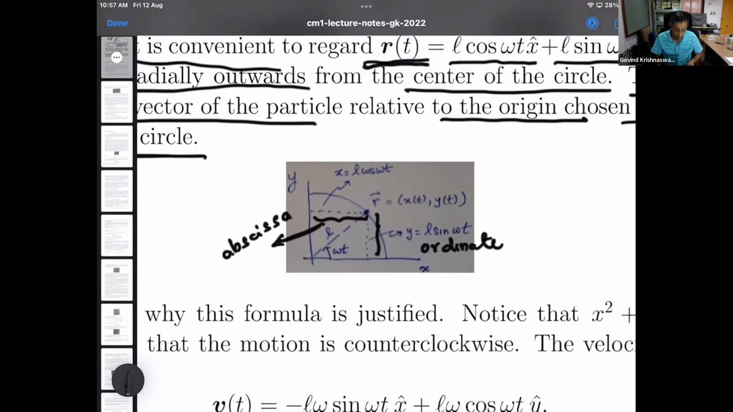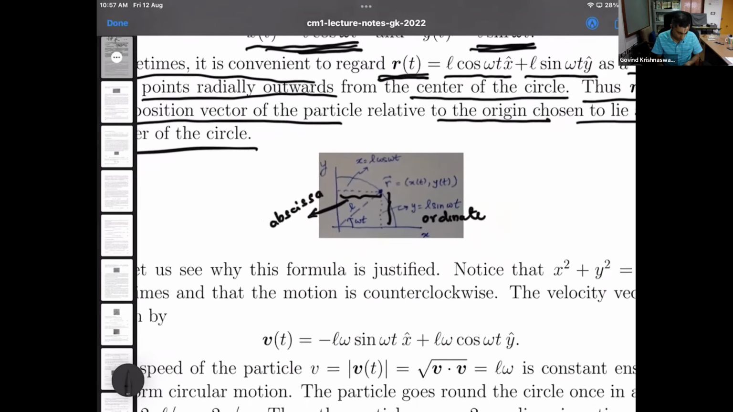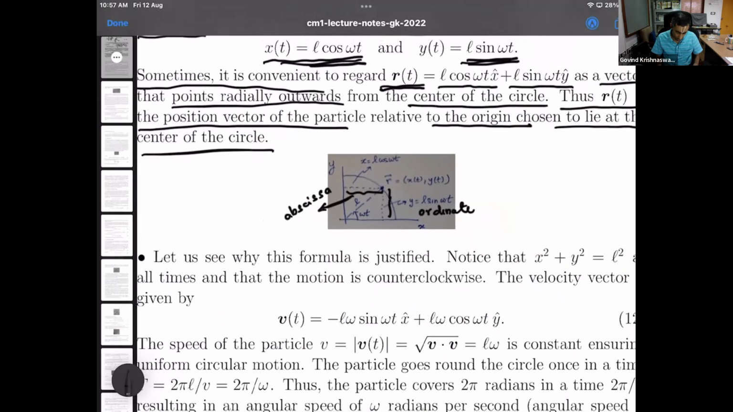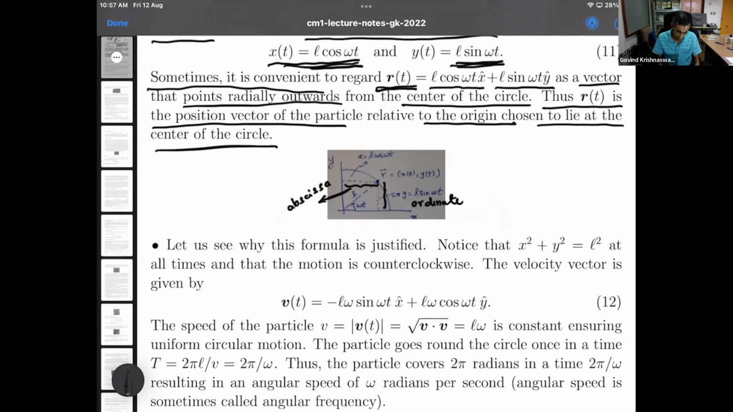Let us play with this formula a little bit and understand it once more. So of course, if I have said that x and y are given by these formulae, then it is clear that x squared plus y squared is L squared, because the sum of squares of cosine and sine is 1. And that holds at all times, not at any one time alone. And furthermore, we see that the motion is counterclockwise.